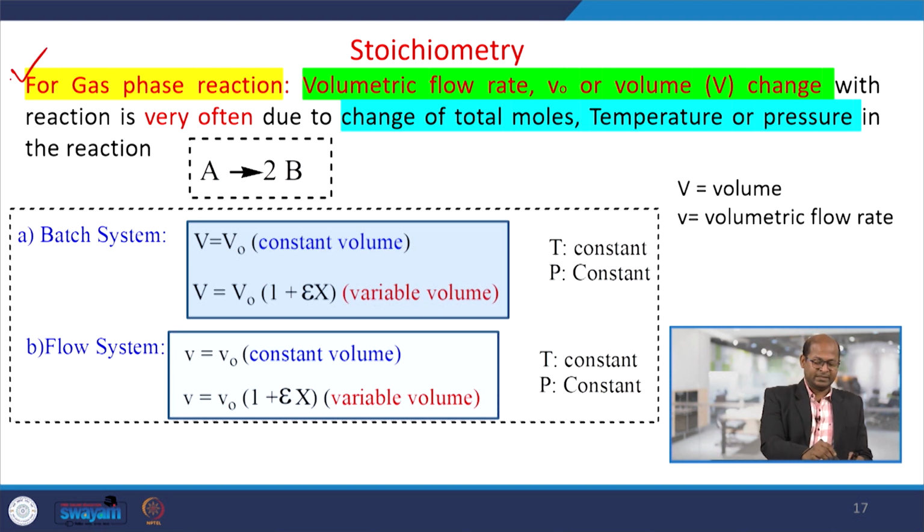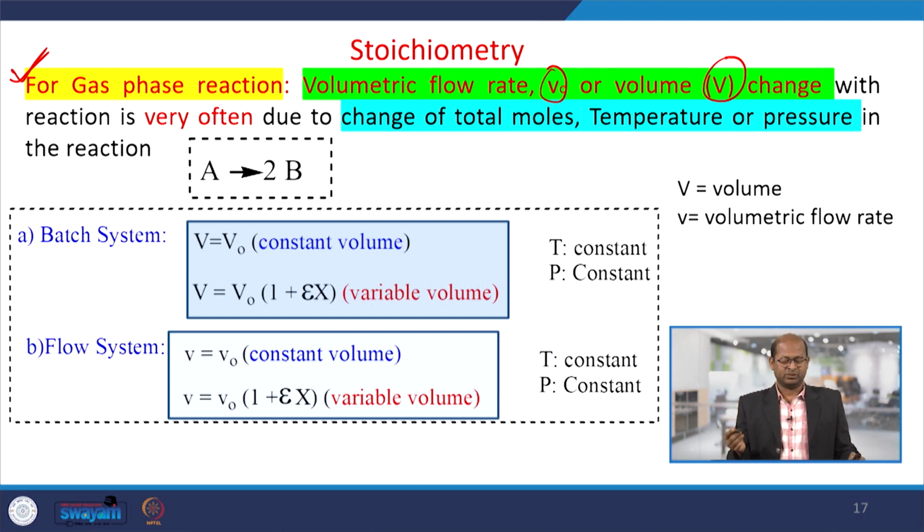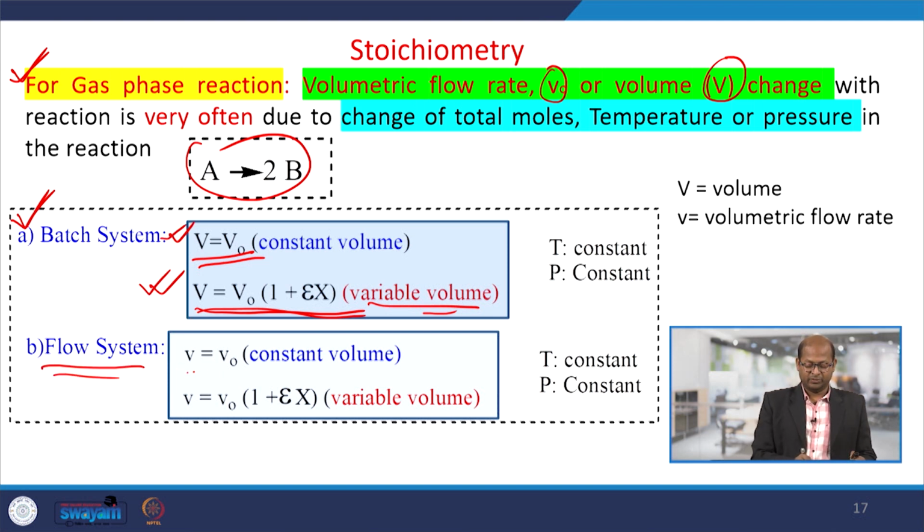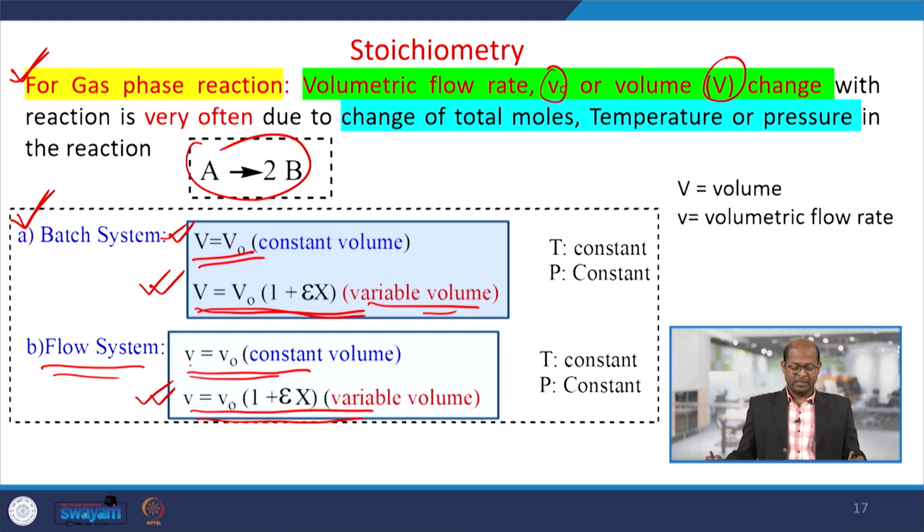So, if it is a gas system, as I said, there are changes in volumetric flow rate or volume changes observed in the case of a gas system, and therefore the total moles, temperature and pressure also affect the overall reaction. In the case of a batch system with constant volume, there is no change. If there is a batch system but volume is variable, then we can write the volume this way, and if it is a flow system, the volumetric flow rate for a constant system we can write this, and if it is a variable volume system we can write v equals v naught into 1 plus epsilon into X.